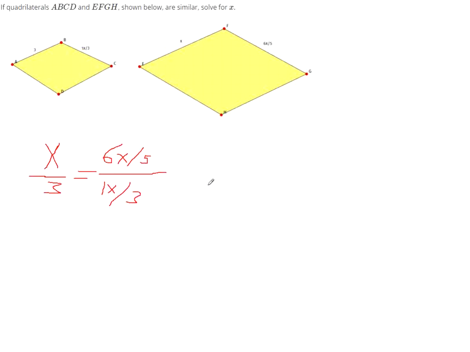So to simplify the right side, I'm going to rewrite that. Here is x over 3. I'm going to rewrite that using the division notation. This is 6x over 5. And that's being divided by 1x over 3. Because when we see it like that, we know we're supposed to flip and multiply fractions when we're dividing them. Flip and multiply the second fraction.